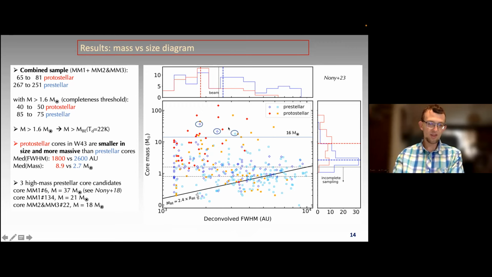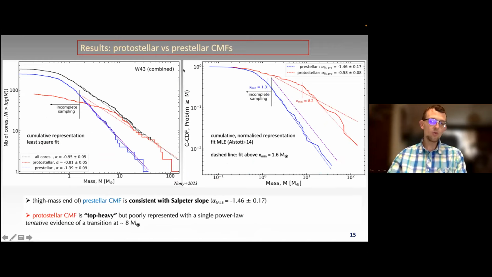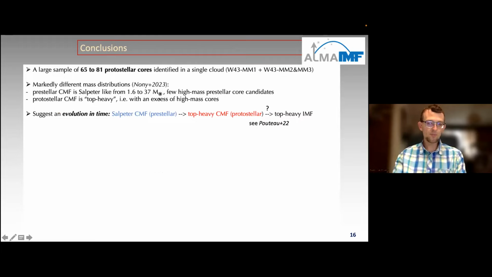Now, when we look again at the core mass function, but this time separating the prestellar cores in blue from the protostellar cores in red, what we see is that the mass distribution of the prestellar cores only is this time consistent with Salpeter, and the massive cores in excess are in their large majority protostellar. What it suggests, if we assume a time evolution, is that we could have an evolution from a Salpeter CMF at the prestellar stage to a top-heavy CMF at the protostellar stage. And obviously, now the main question is: how will the IMF look?